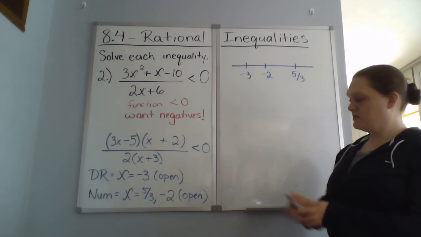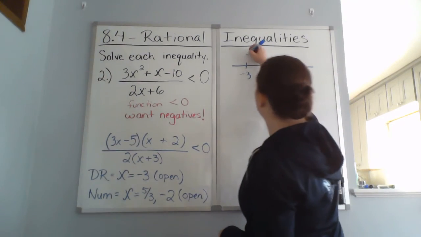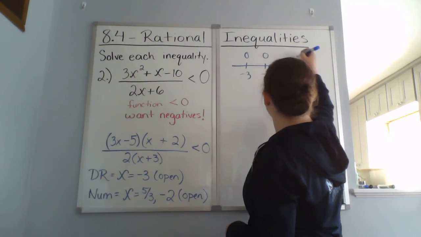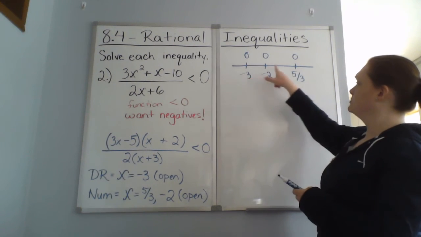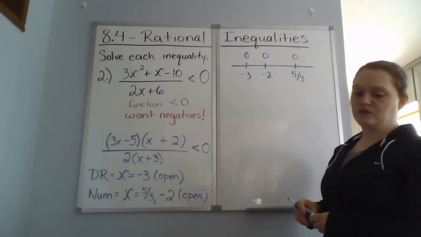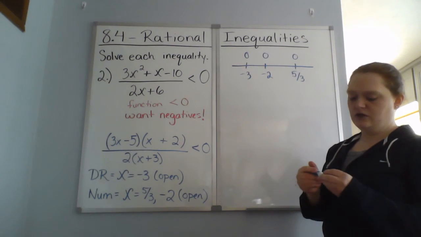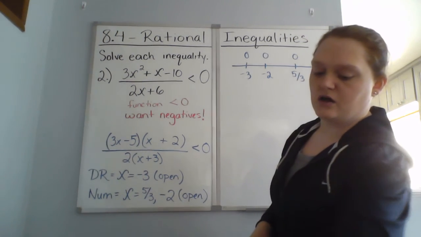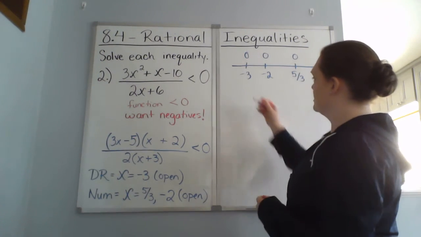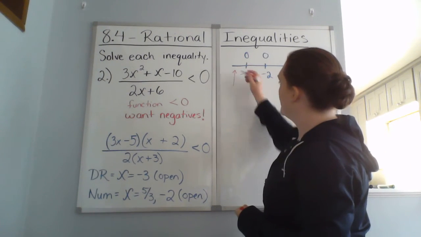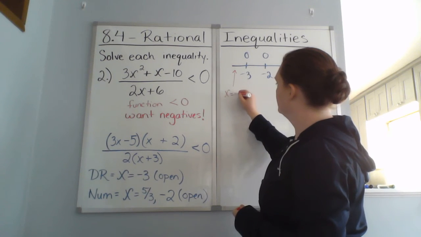We said that everything was going to be open circles, so I'm going to draw in my 3 open circles above them. So now that I have 3 values, that creates 4 intervals to test. Okay, and this is where things get a little bit more involved. We just need to focus on, do we get positives or negatives? So I'm going to start all the way over here on the left. I'm going to use x equals negative 4.